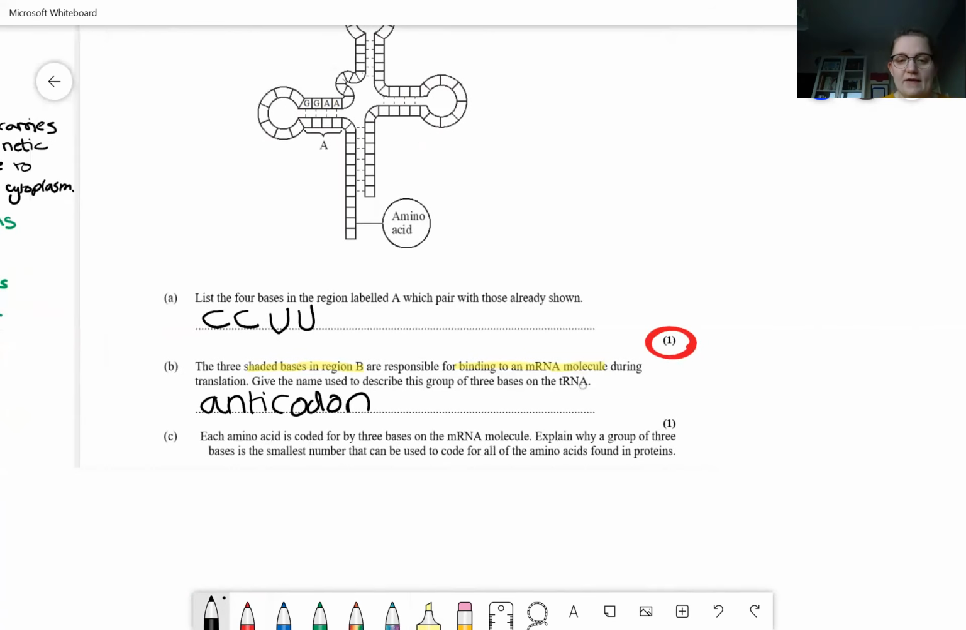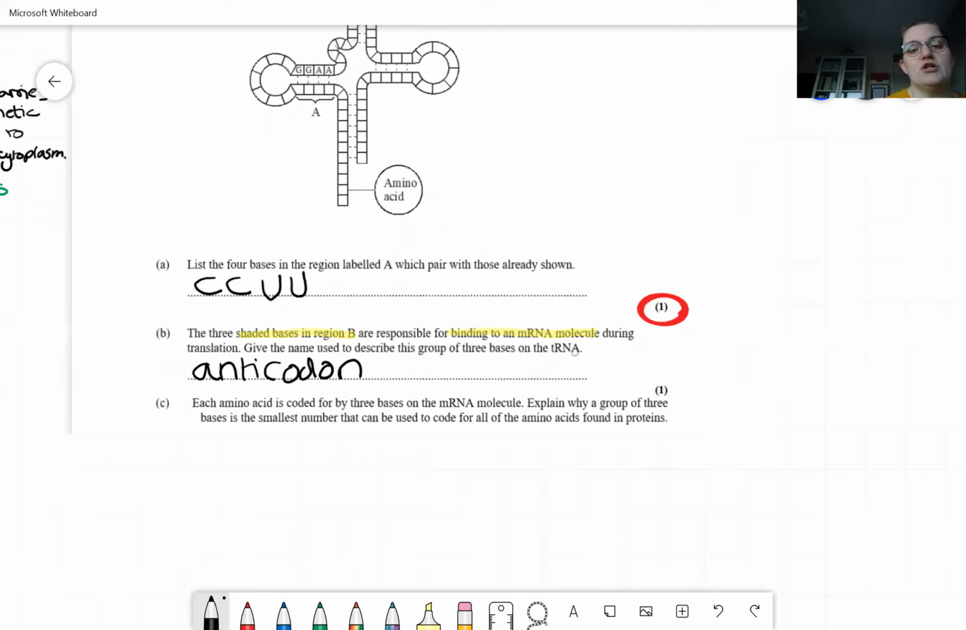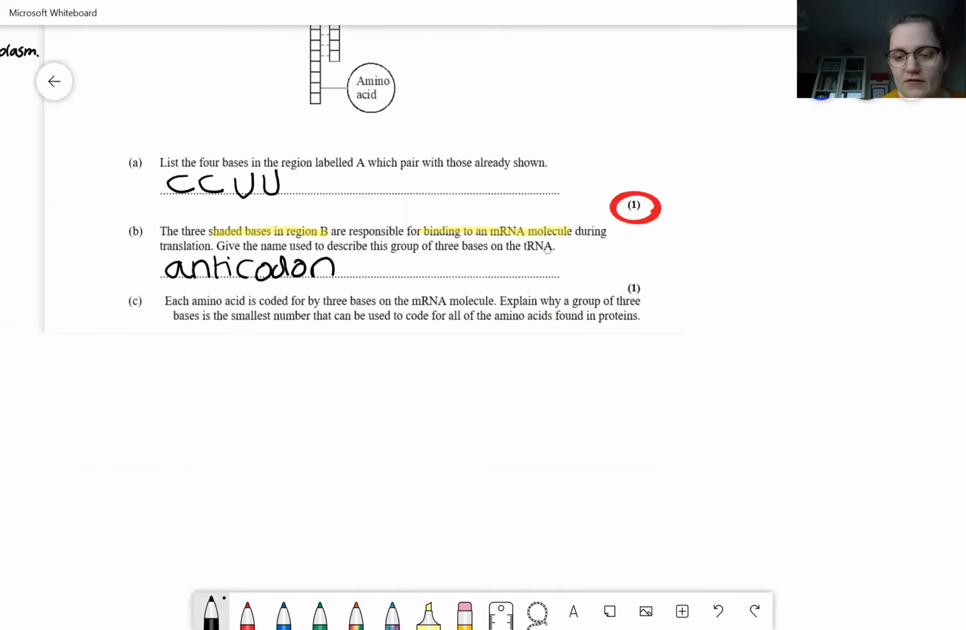Now, each amino acid is coded for by 3 bases on the mRNA molecule. Explain why a group of 3 bases is the smallest number that can be used to code for all amino acids found in proteins. Here we go. This is a really good question. I've lost how many marks that is, so let's have a quick double check. That is a 3-mark question.